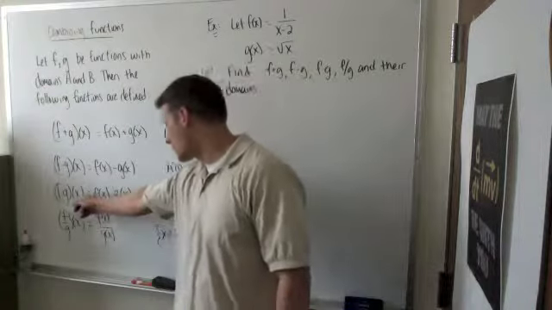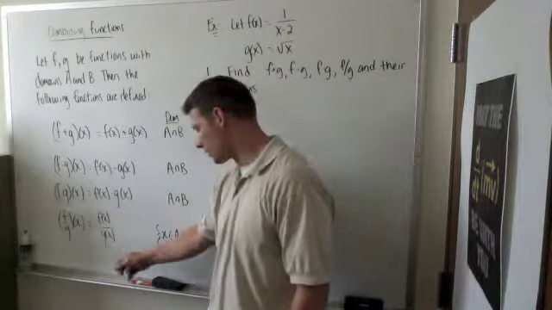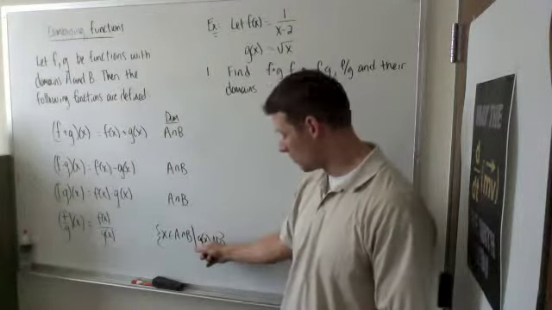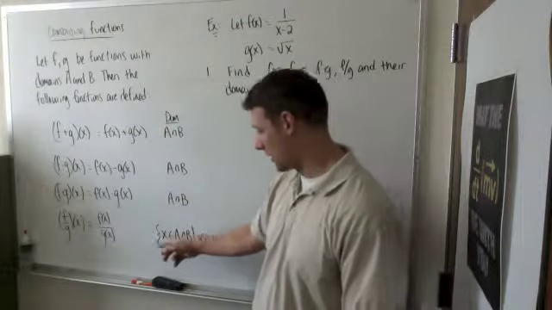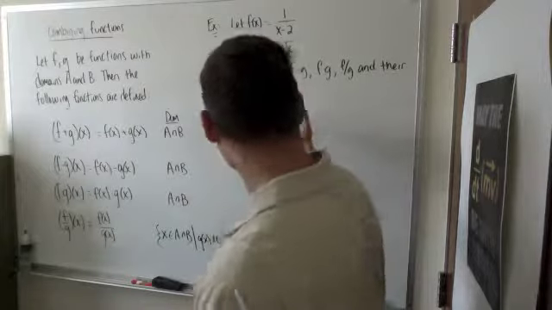If we're looking at the product, it's just the product of f of x times g of x, and the quotient is the quotient. But one extra thing, not just A intersect B in terms of domain, we can't have the denominator equal 0. We know that we can't put any value in for x such that g of x equals 0.